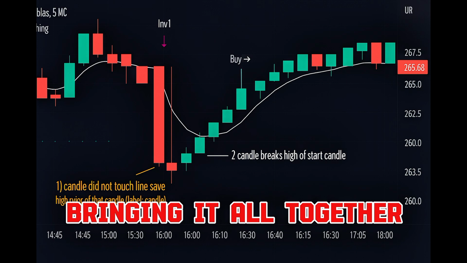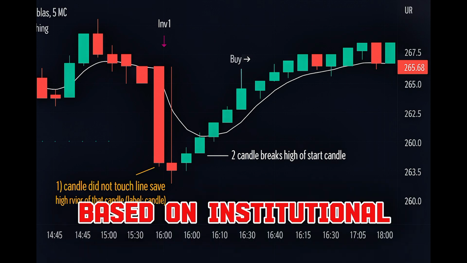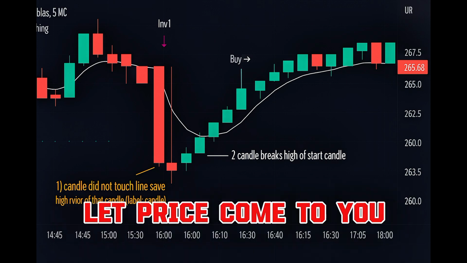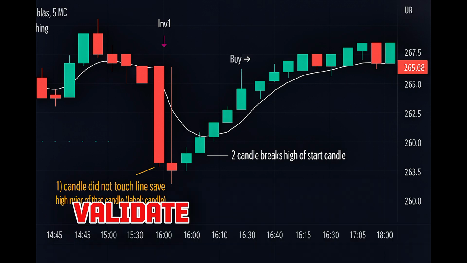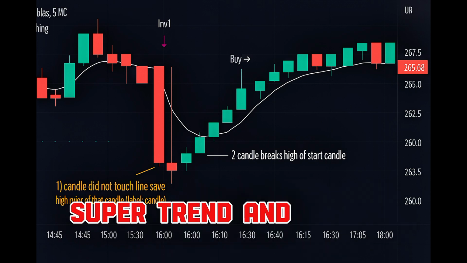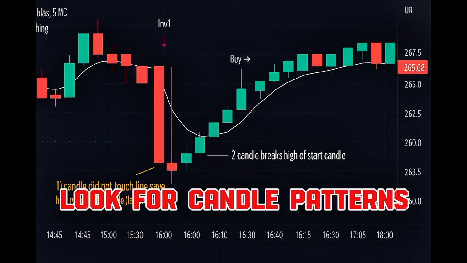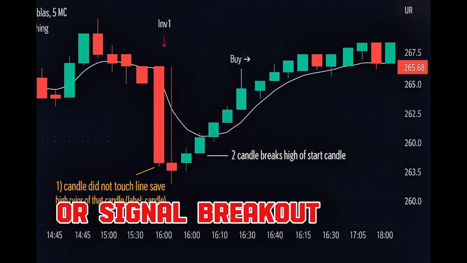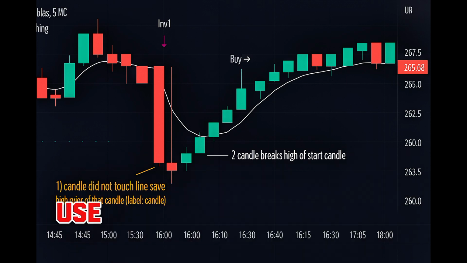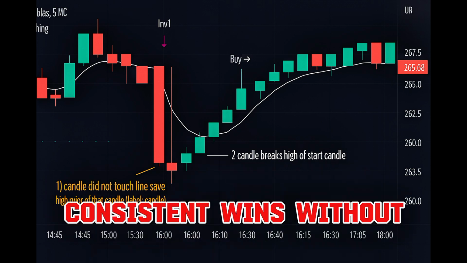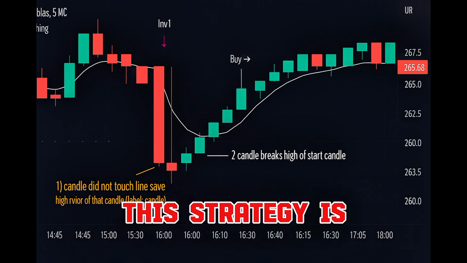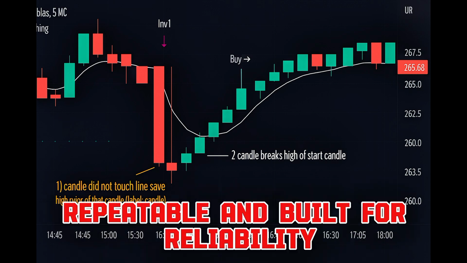Bringing it all together, start with strong zones based on institutional footprints. Let price come to you, never chase. Confirm with a fast EMA crossover near that zone. Validate the move with signal boxes, supertrend, and volume alignment. Look for candle patterns that reject liquidity sweeps or signal breakout from a Bollinger squeeze. Use ATR to size your stops and targets, ensuring a solid RR every time. Follow this blueprint with discipline and patience, and you'll stack up consistent wins without emotional trading. This strategy is mechanical, repeatable, and built for reliability.